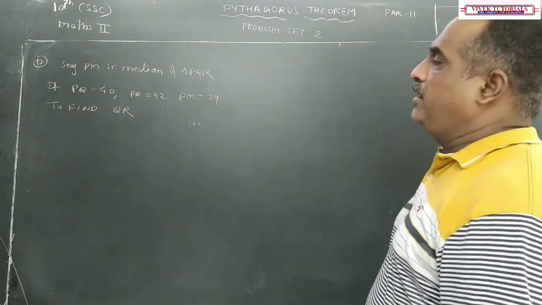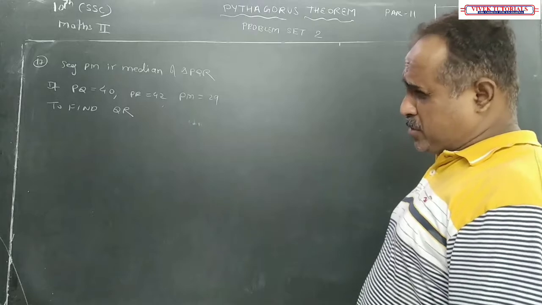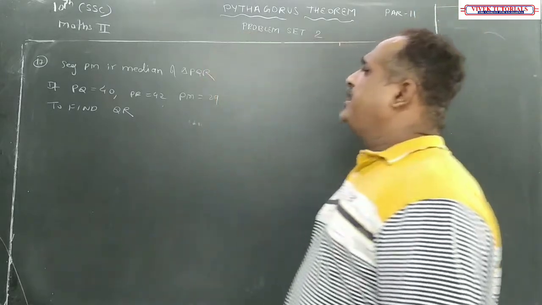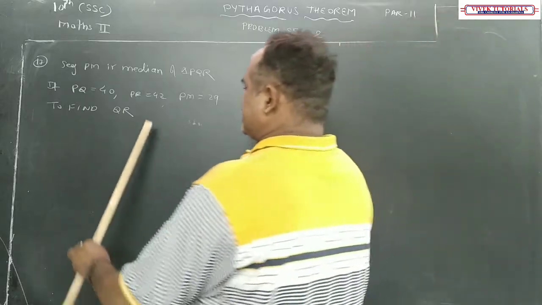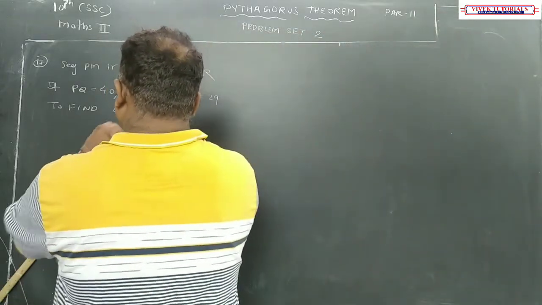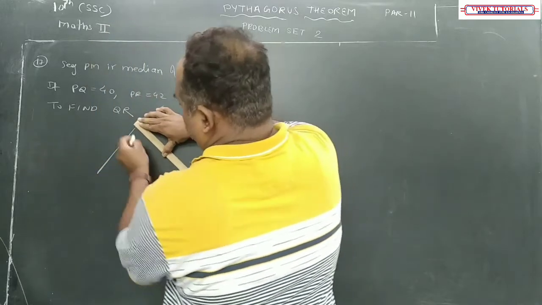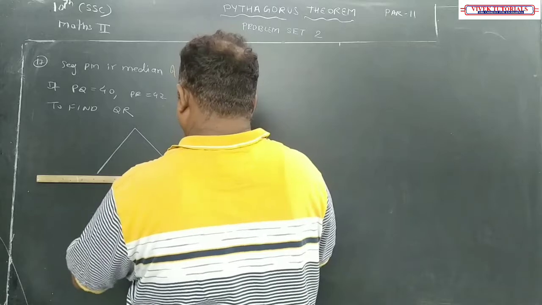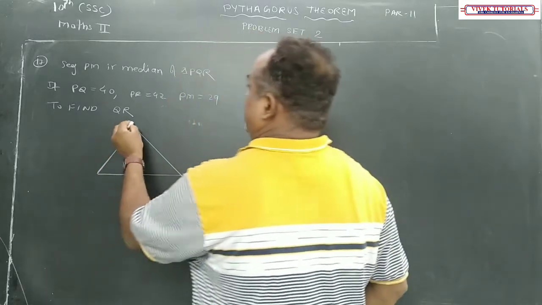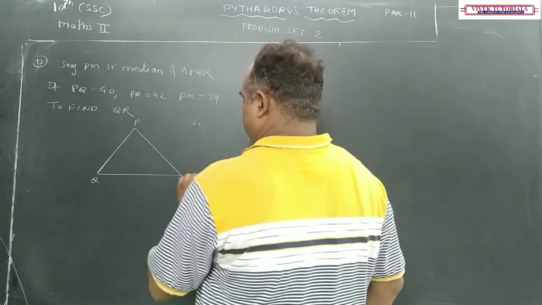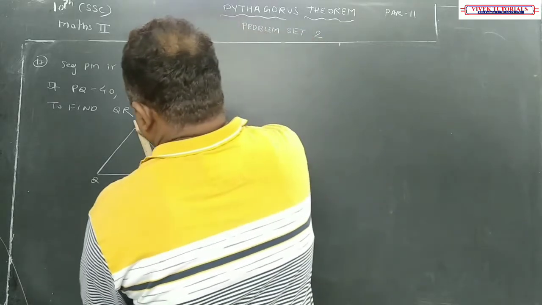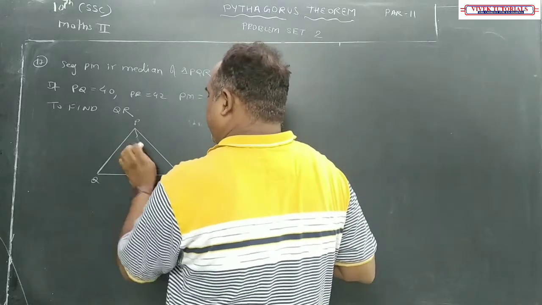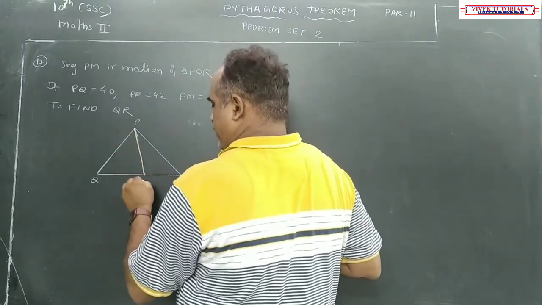Question 30. Segment PM is a median of triangle PQR. PQ is equal to 40, PR is equal to 42, PM is equal to 29, find QR. ये अपोलोनियस थ्योरम वाला ही क्वेश्चन है, इजी है, we can do it easily. First of all we'll draw a figure. This is triangle PQR where PM is the median. We'll draw PM as the median.